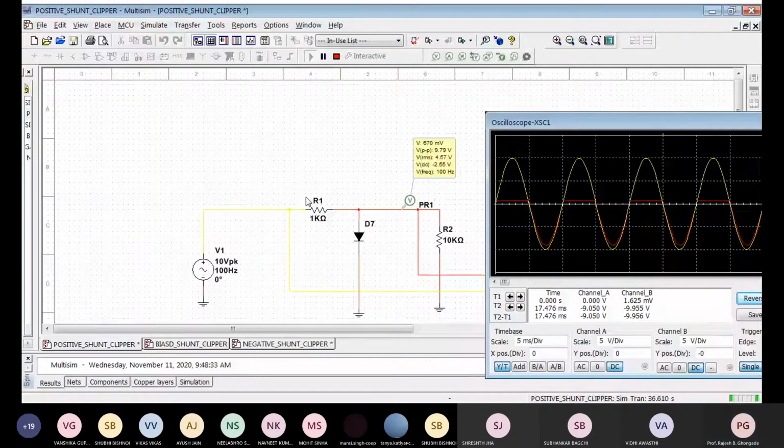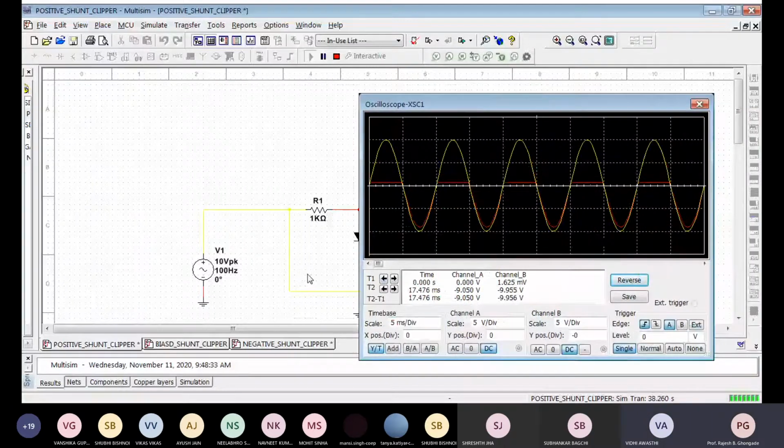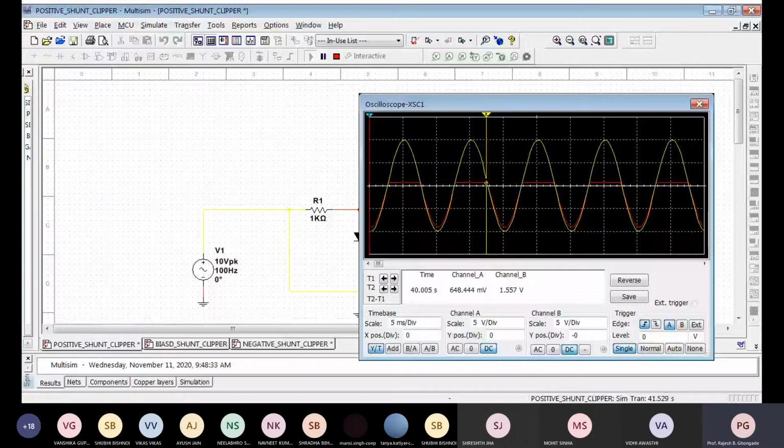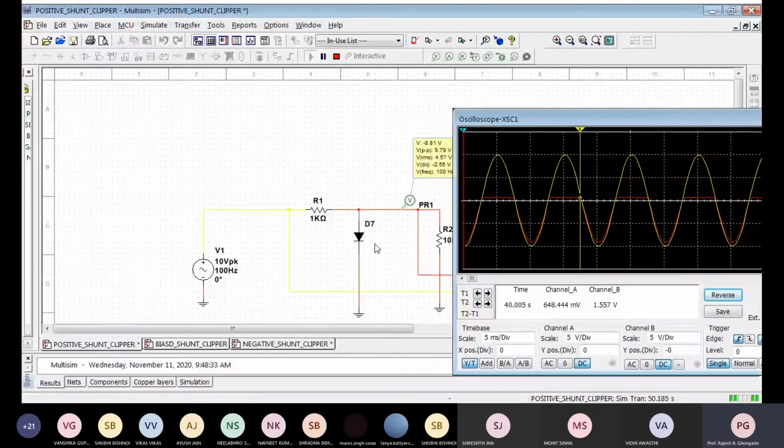Okay, is that fine? Yes, sir. It is not simply the diode drop. Please remember this. It is not simply the diode drop, but it is the drop across the diode as well as the drop across the resistor R1.